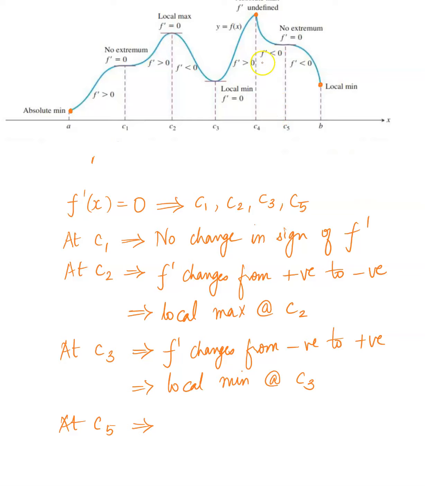To the left of C5, from C4 to C5, f prime is negative, right? It falls. And then from C5 to B, it continues to fall. So no change in sign of f prime. This implies no extremum at C5. And that is how we use the first derivative test to determine the presence of local extremum.